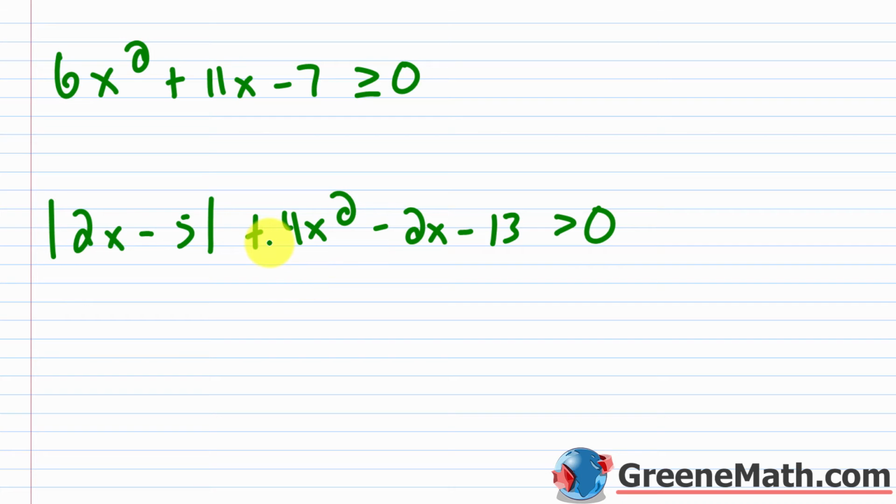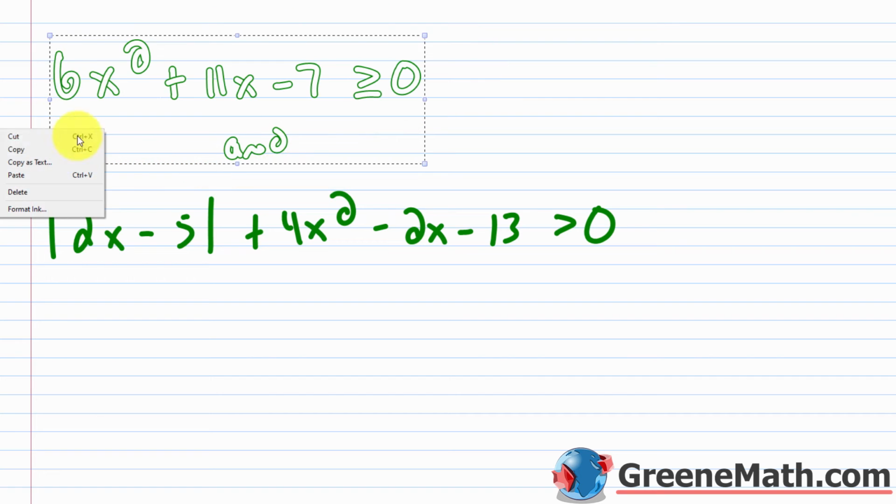And so basically we're solving a compound inequality with the keyword and. So it has to work in both. I'm going to start off with this one, since it's a little bit easier than this one. So 6x squared plus 11x minus 7 is greater than or equal to 0. Let me grab this real quick.